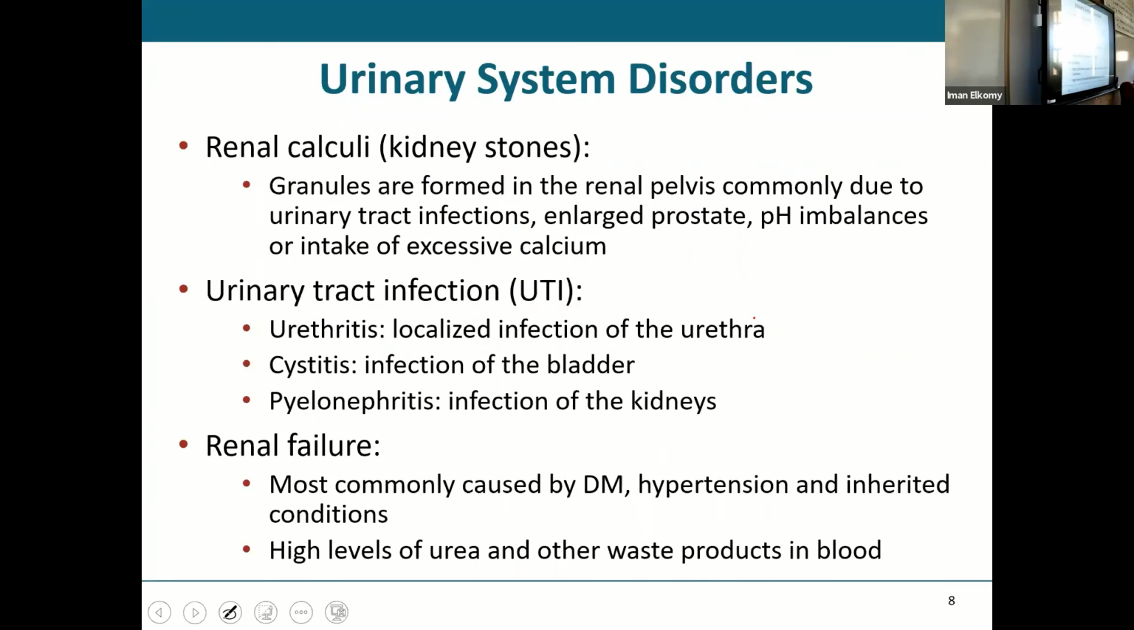Okay, so let's talk about some of the disorders of the renal system. And I pared it down really just to the ones that you really need to know. Renal calculi, those are kidney stones. We've all heard of them before, right? You've kind of wondered how they happen, okay?